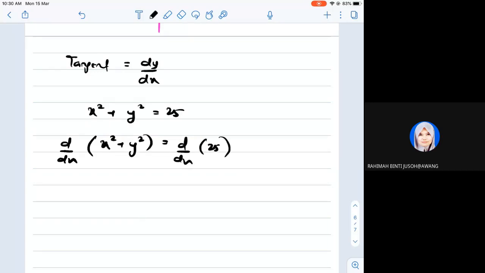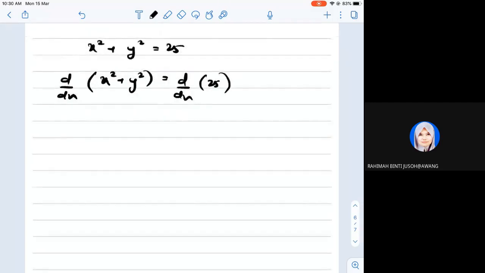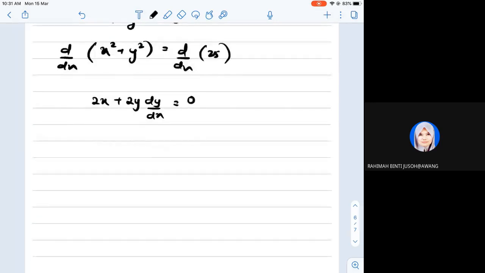Equals 25. Differentiating x squared, we get 2x. Differentiating y squared with respect to x, this is implicit differentiation, we get 2y dy/dx. Differentiating the constant 25, we get 0. So 2y dy/dx equals negative 2x. Therefore, dy/dx equals negative 2x divided by 2y.